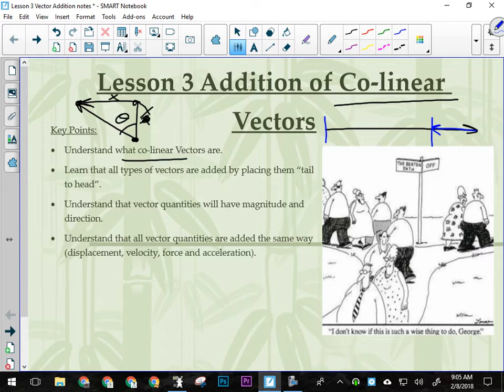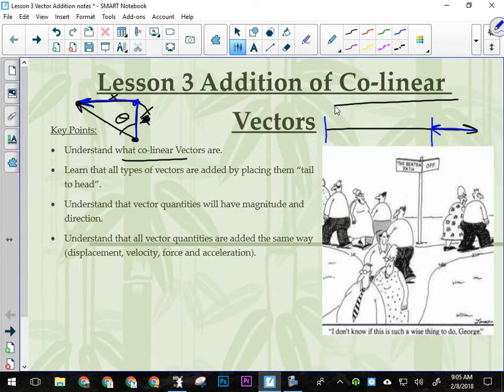All types of vectors are added by placing them tail to head. I've done that in all the diagrams I've drawn here. In this first diagram, I drew the north line, and then I drew the west line on top of it. So I put the tail of the second vector on the head of the first. We always draw them like that because it's kind of like tracing the person's path or the object's path. It went this way, and then it did this, and then it did that, and we just keep drawing the arrows on the end of the last one, so we're following the trail. Same with this one. I first drew my line to the right, and then put the line to the left, put its tail on the head of the first. We always draw our vectors in that way, tail to head.